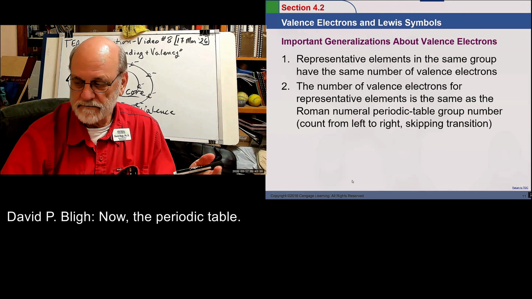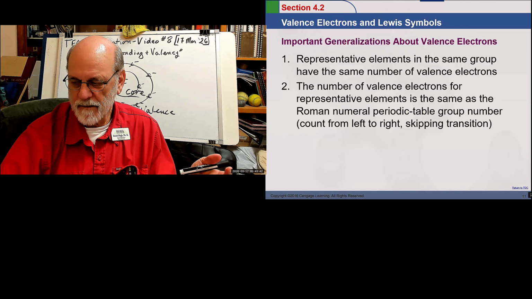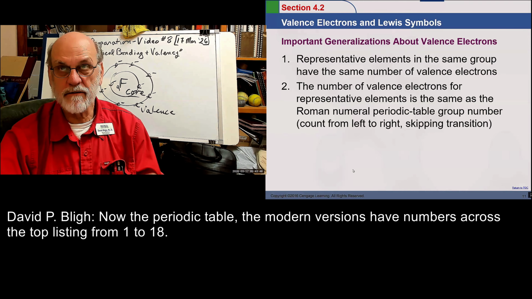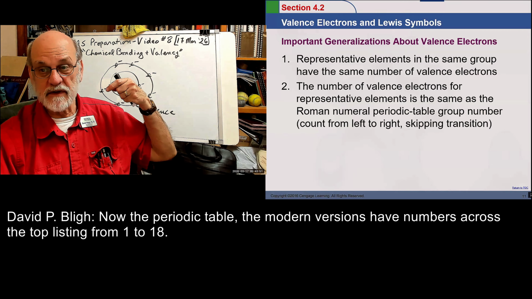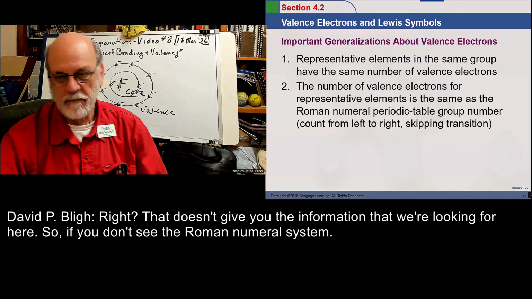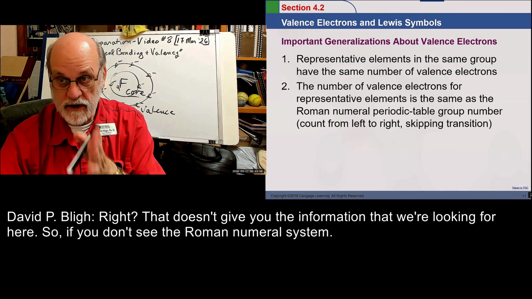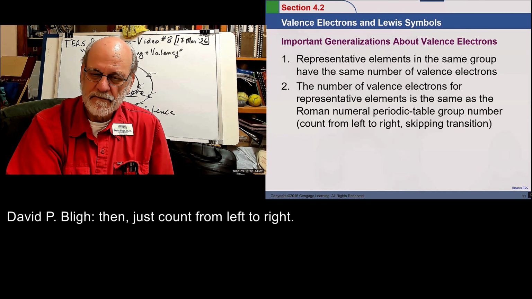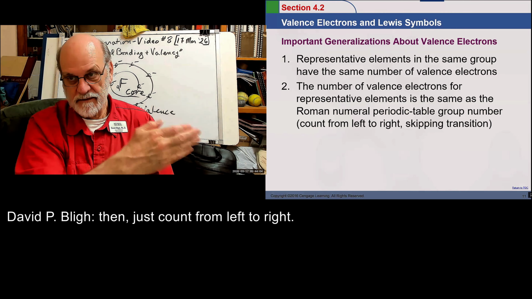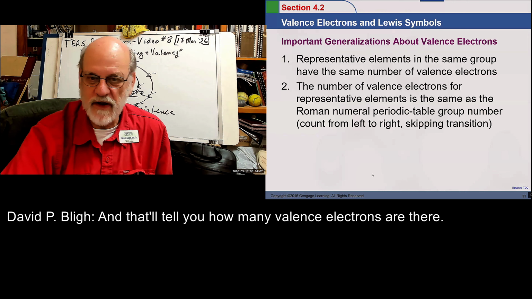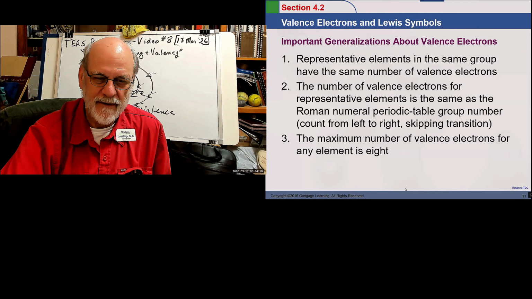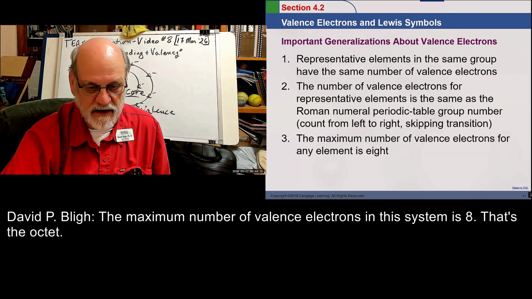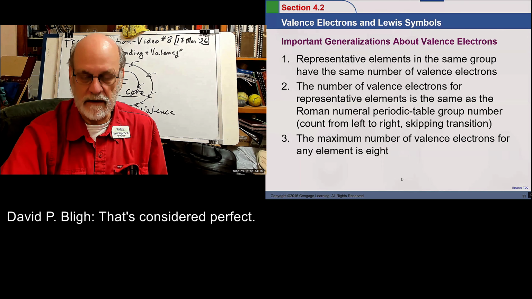Now the periodic table, the modern versions have numbers across the top listing from 1 to 18. Right? That doesn't give you the information that we're looking for here. So if you don't see the Roman numeral system, then just count from left to right, and that'll tell you how many valence electrons are there. The maximum number of valence electrons in this system is 8. That's the octet. That's considered perfect.